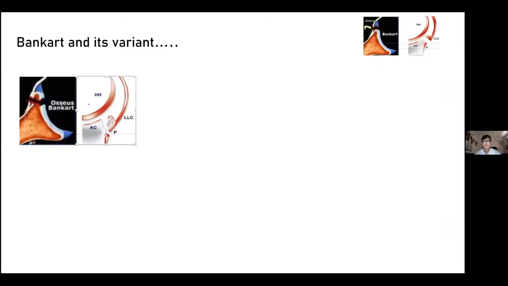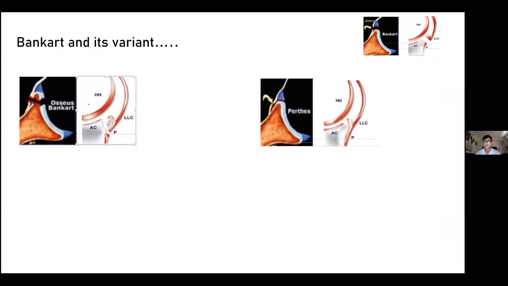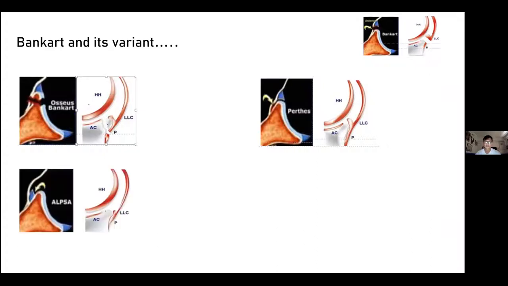Coming to a brief introduction on Bankart and its variants. As we know, if it is with a piece of bone from the glenoid margin, then it is osseous Bankart, which may be repairable. And the Perthes lesion: it is a variant of a Bankart in which the labral tissue is detached from the glenoid margin, but the periosteal sleeve is in continuity with the scapular part. So the labrum is not floating. It is just adjacent to the margin.